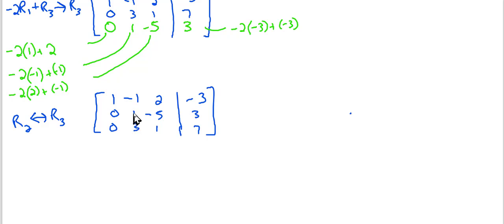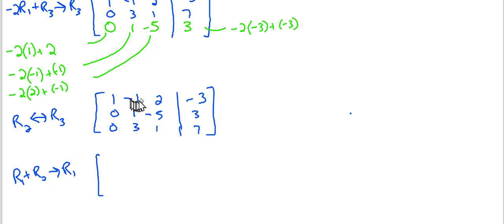Now I have the 1 that I need. I'm going to use it to get a 0 here, where that 3 is, where the -1 is, and where the 3 is. Notice row 1 and row 2 already have opposites in that column, that variable, which is y. So we can just add row 1 and row 2 and put it in row 1.